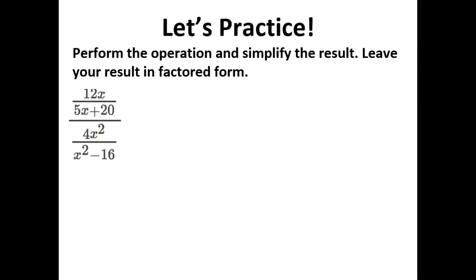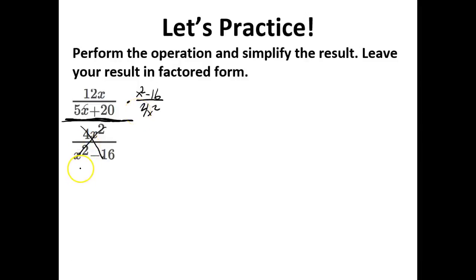So if we try it with this one, here we have a great big fraction. We have the top, 12x over 5x plus 20. That little fraction is in the top of the big fraction, and this little fraction is in the bottom of the big fraction. So when we divide by a fraction like 4x squared over x squared minus 16, we're going to multiply by the reciprocal, which is x squared minus 16 over 4x squared. So we multiply by the reciprocal.